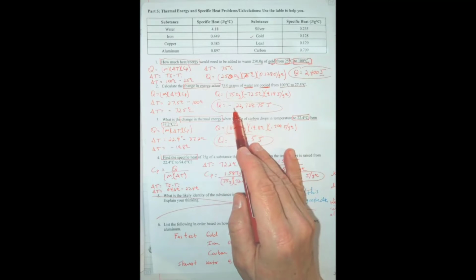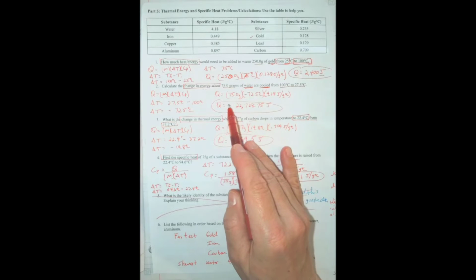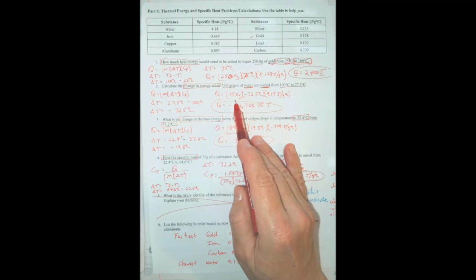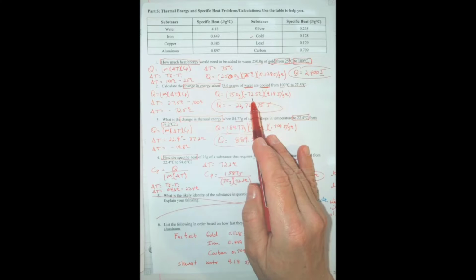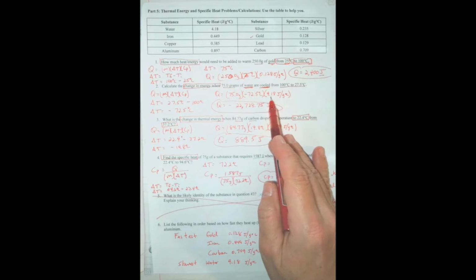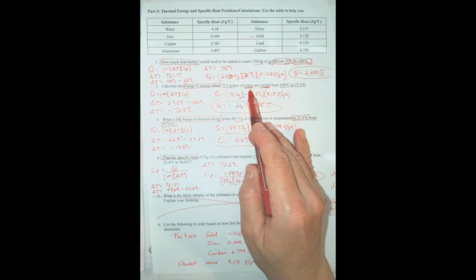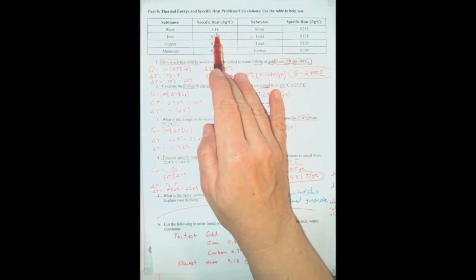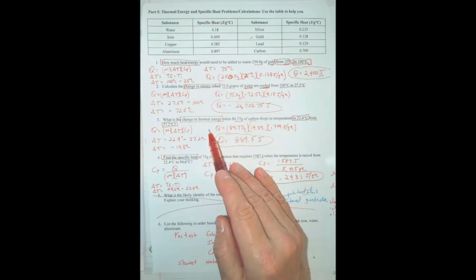So what I have to remember is that now that means my Q is going to be a negative number. There's my little negative sign right there. So I take 75 grams times negative 72.5 times the specific heat of water, because it says right there that I'm dealing with water. And if I look at my chart, it says water has a specific heat of 4.18 joules over grams degrees Celsius.